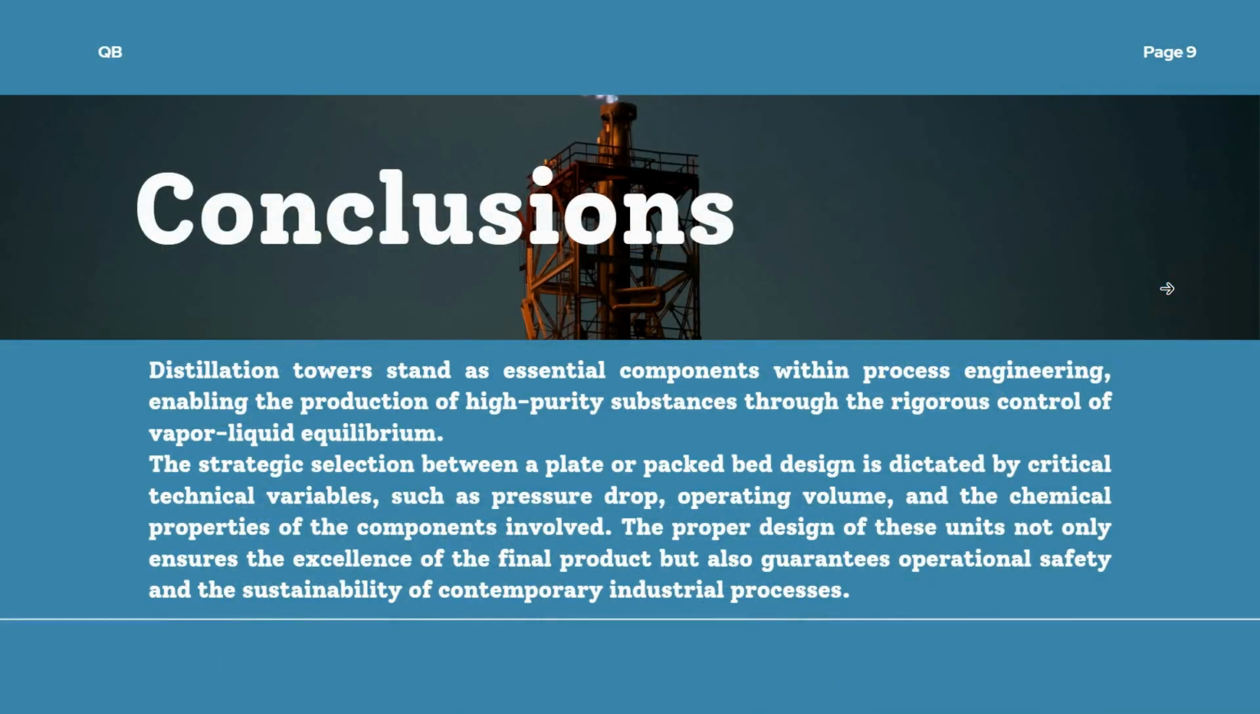In conclusions, we can say that a distillation tower is an essential component within process engineering, enabling the production of high-purity substances through the rigorous control of the vapor-liquid equilibrium. The strategic selection between plate or packed beds is dictated by critical technical variables, such as pressure drop, operating volume, and the chemical properties of the components involved. The proper design of these units not only ensures the excellence of the final product, but also guarantees operational safety and the sustainability of contemporary industrial processes.